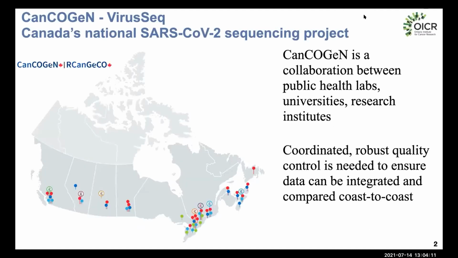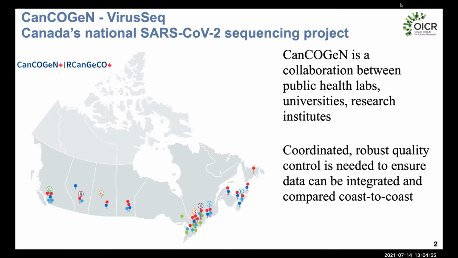So I'm going to start by giving an overview of Cancogen. So as Nick mentioned, it's our national SARS-CoV-2 sequencing project. It's a distributed project. We don't have a single centralized sequencing facility that does all the coronavirus genome sequencing in Canada. Essentially, every province has one or sometimes multiple sequencing sites, typically led by the public health labs within each province. So it can be seen as a large distributed sequencing project, which is a collaboration between public health, universities, and research institutes like my institute at the Ontario Institute for Cancer Research.